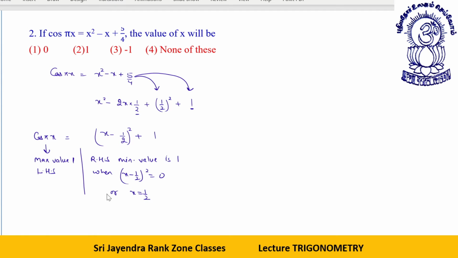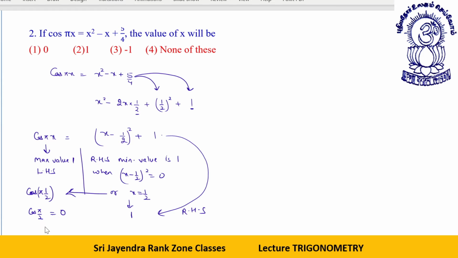Now let's put x is equal to half. If I put x is equal to half, what do I get? I get cos pi into 1 by 2, that is cos pi by 2. Cos pi by 2 is equal to 0. So this is 0 at x is equal to half, and this right hand side is 1.